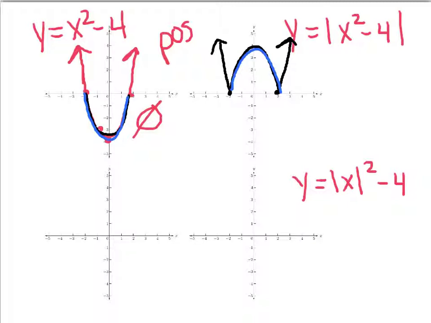Now, this transformation is going to do absolutely nothing, because when you square something, it's already positive. And so it will stay and look the same as it would before.